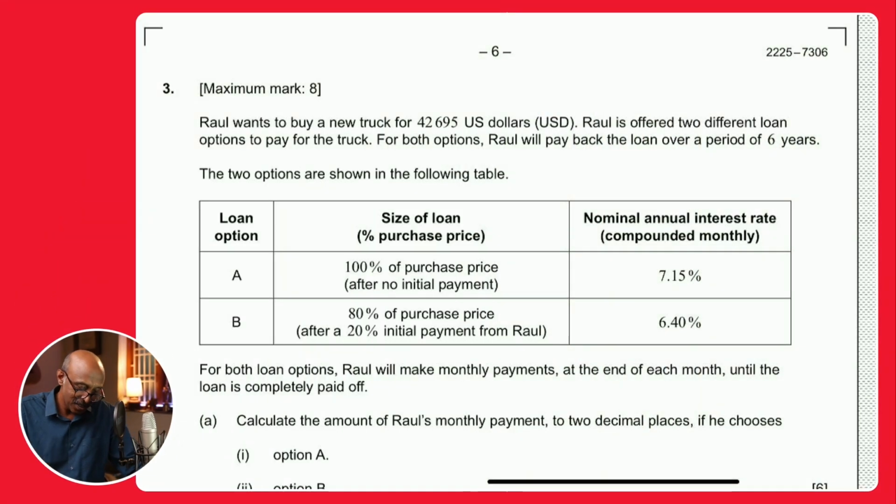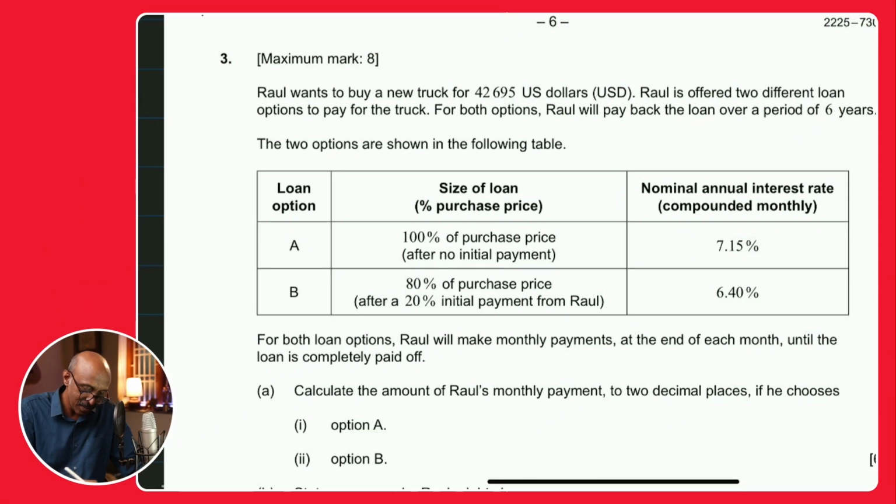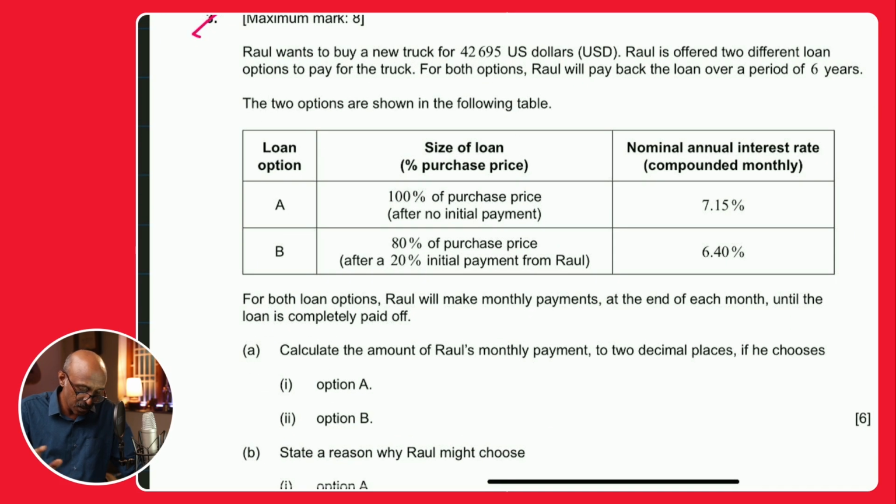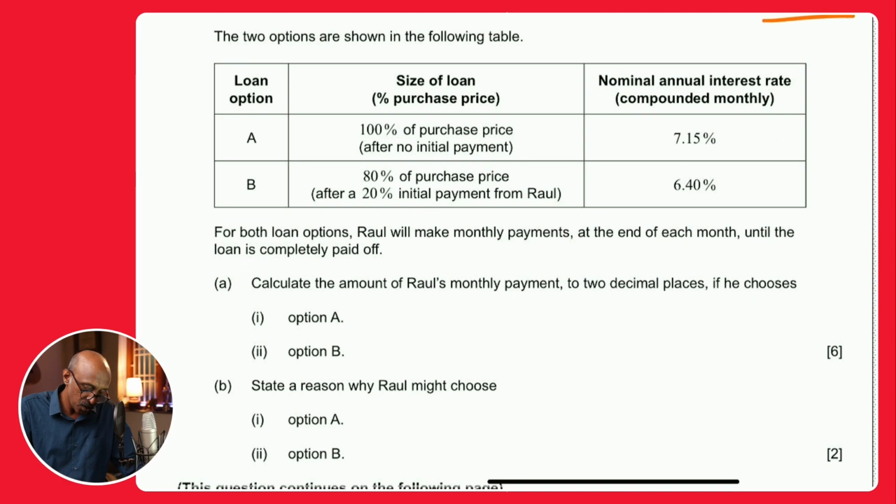So here we are. This is question number 3. It says Raul wants to buy a new truck for $42,695 US. Raul is offered 2 different loan options to pay for the truck. For both options, Raul will pay back the loan over a period of 6 years. The 2 options are shown in the following table.